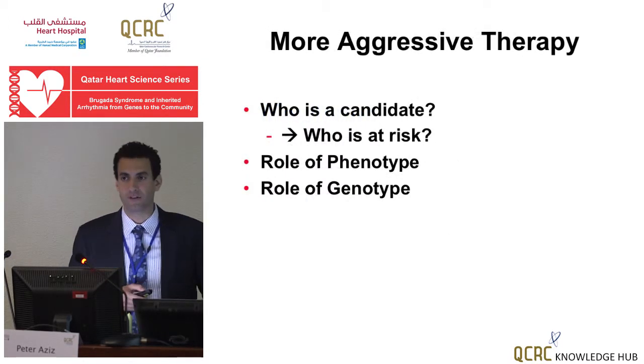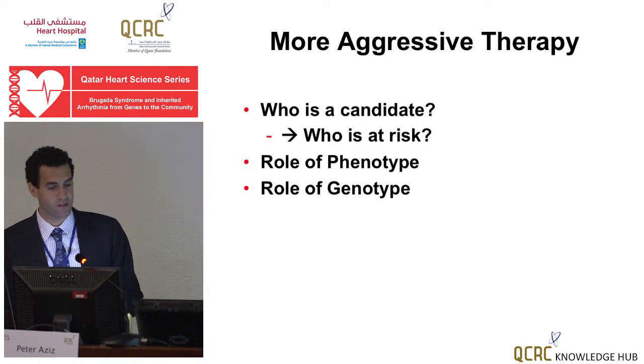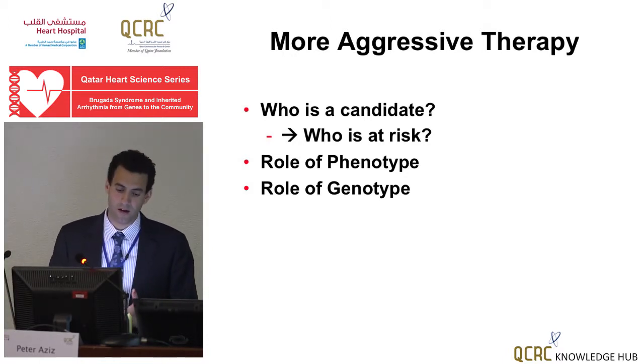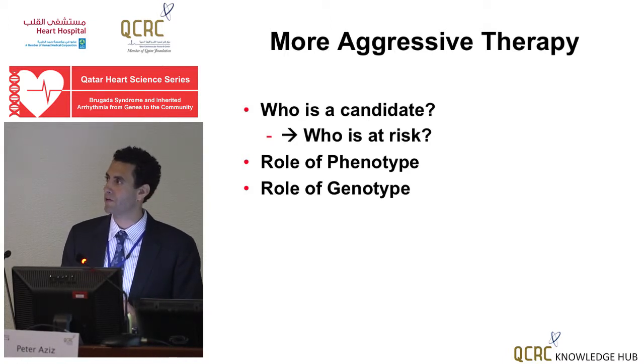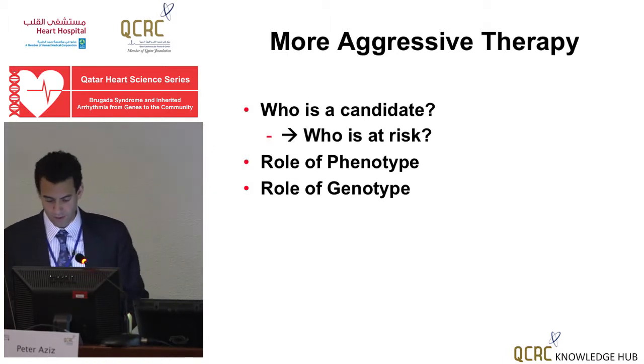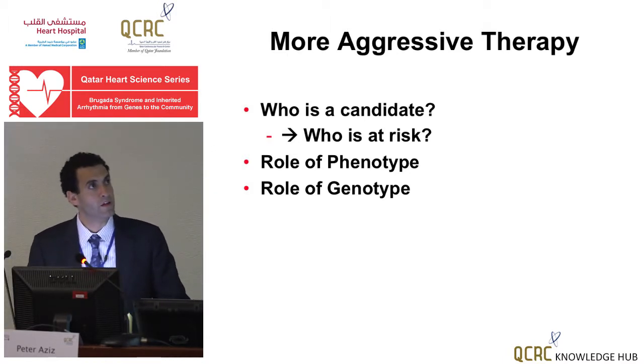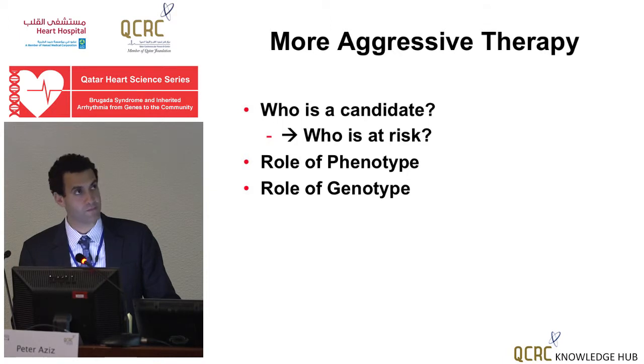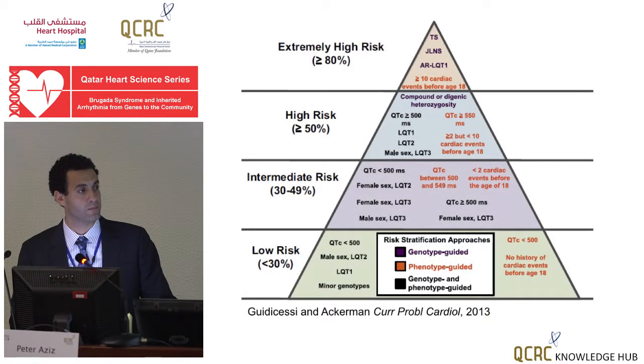So who is a candidate for more aggressive therapy? So the prescription for everybody is trigger avoidance. You're on a beta blocker of some sort, and we expect them to avoid medications that prolong the QT. But who's really a candidate for higher, more aggressive therapy? And that really depends on phenotype and genotype, of course.